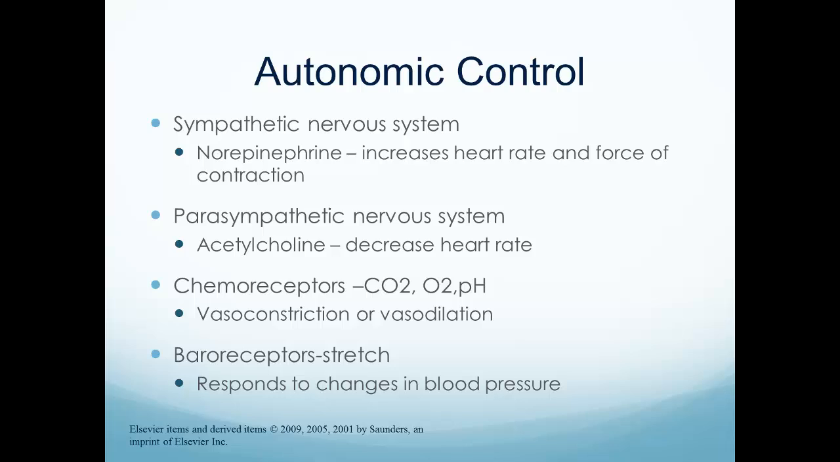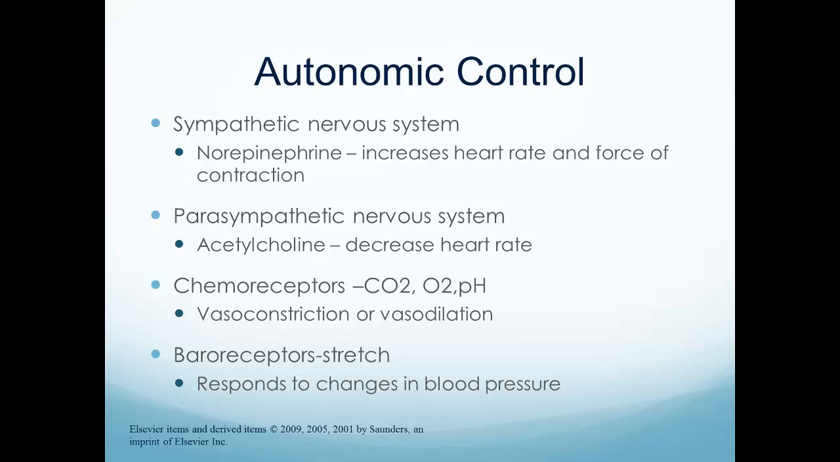Autonomic control of the heart, well, some of the major things here are going to be the sympathetic and parasympathetic systems. So this is the central nervous system that's going to stimulate this. The sympathetic nervous system, this is your fight or flight response. Epinephrine, norepinephrine are released. They're going to increase the heart rate and force of contraction.